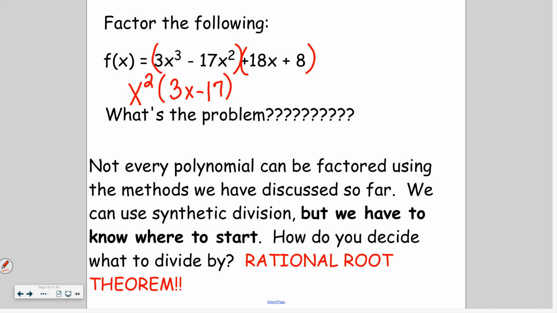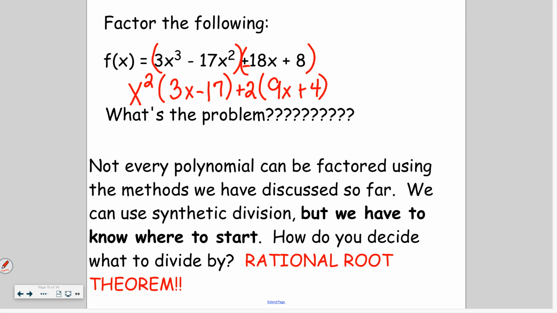Now, same thing with the 18x and 8. I have to find my biggest GCF, the greatest common factor, and they both have a 2. I'm going to take this sign out with it. Don't forget that. So it's going to be a positive 2. They don't both have an x, so I'm done at that point. Now, if I divide 18 by 2, I get 9, so I'm left with 9x. And if I divide the 8 by 2, I get 4.